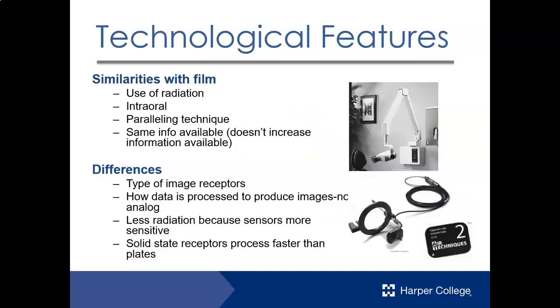Digital imaging has some similarities with film technology. Radiation is used in both technologies, and the capture is intraoral. Paralleling technique can be used as well. Digital images will provide the same but not more information than film technology. There are differences in digital imaging also. Digital imaging uses a different type of receptor and captures the images differently than film. Less radiation is needed because the receptors and sensors are more sensitive to radiation. Also, the sensors can capture the images more rapidly.